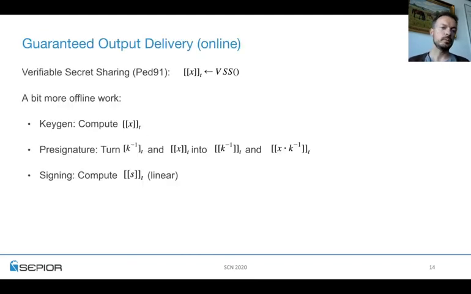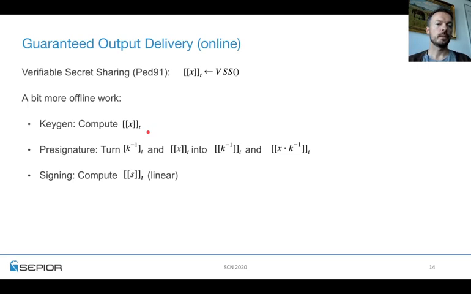So the final couple of slides, I would like to use them to say a bit about the extended protocol that we have, the one that actually gets guaranteed output delivery in the online phase. So the idea is to do a little bit extra work in the offline phase. In particular, we use Pedersen commitments in the offline phase to produce the private key.